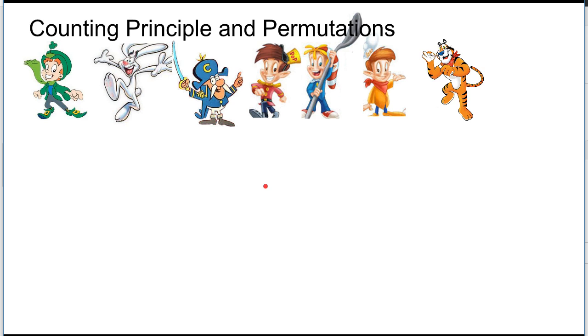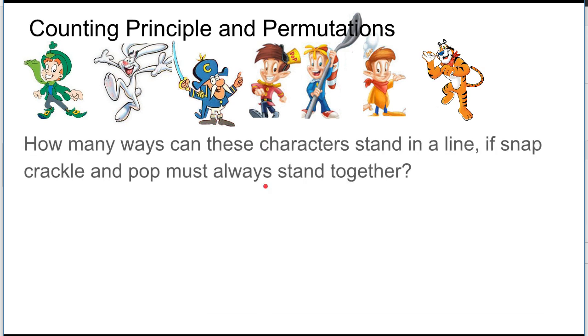All right, look at this. We got these cereal guys, right? What if our problem is, in this case, we want to know how many different ways the characters can stand in a line, but Snap, Crackle, and Pop, they always got to stand together. That's the way they always are. They always got to be together. And all the rest of the guys getting moved around, okay?